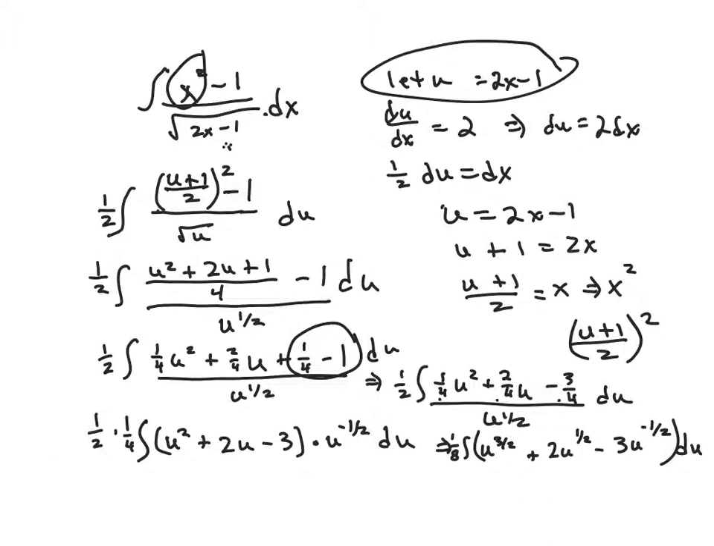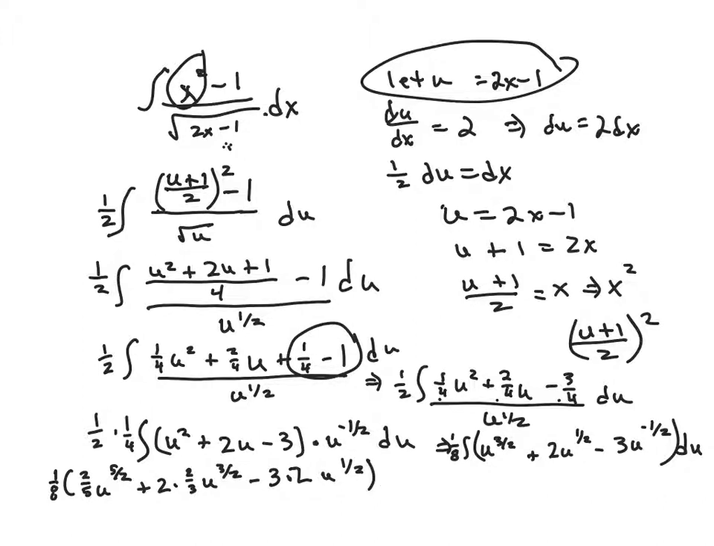So I still have that 1/8 on the outside I have to deal with later, but 3/2 plus 1 is 5/2, so that's going to be 2/5 u to the 5/2. And then plus 2 times 1/2 and 1 is going to be 3/2, so 2/3 u to the 3/2, and then minus 3 times negative 1/2 plus 1 is going to be positive 1/2. The reciprocal of that is 2 u to the 1/2. And I can go ahead and drop that integral.